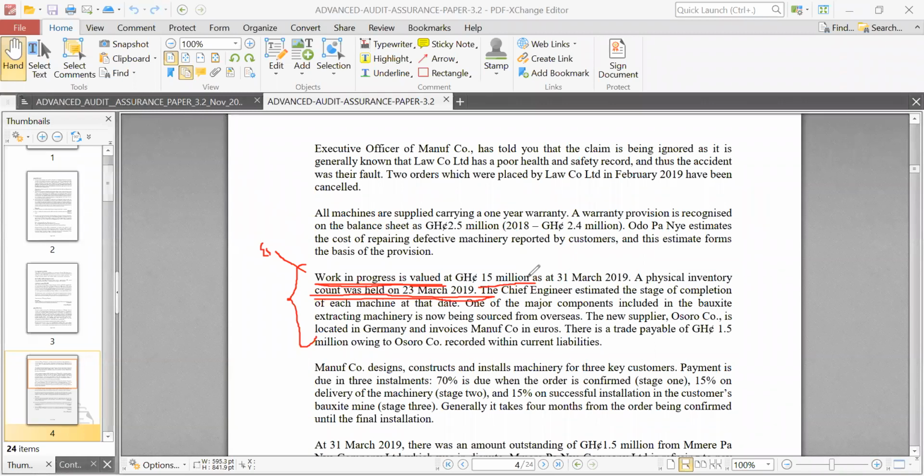Anyway, that's an accounting question. So let's move on to the next thing. The next paragraph, please.